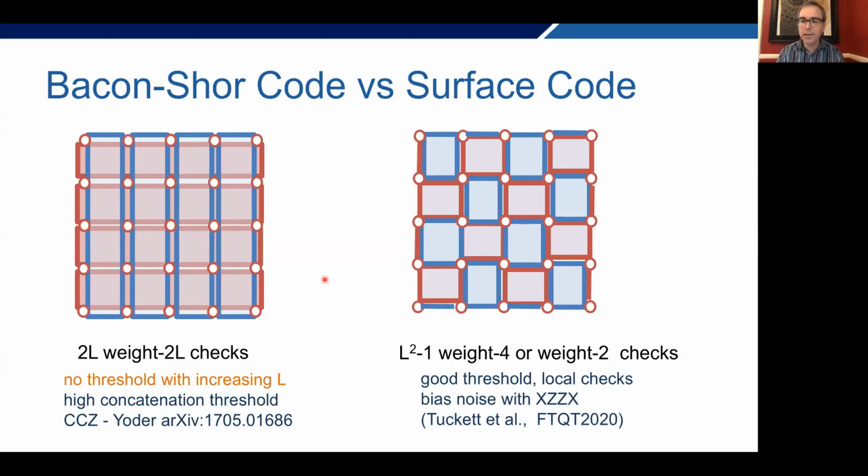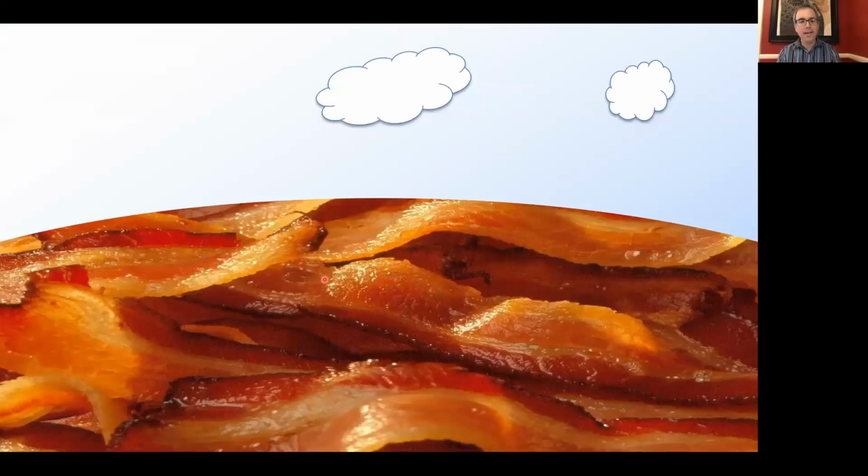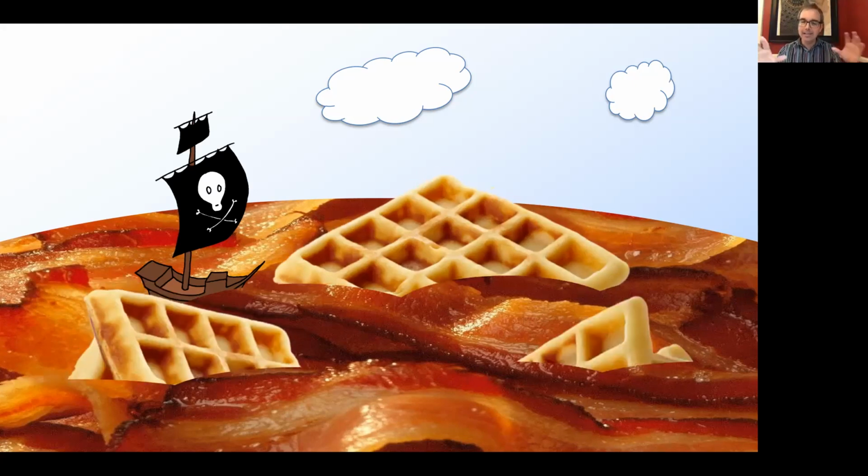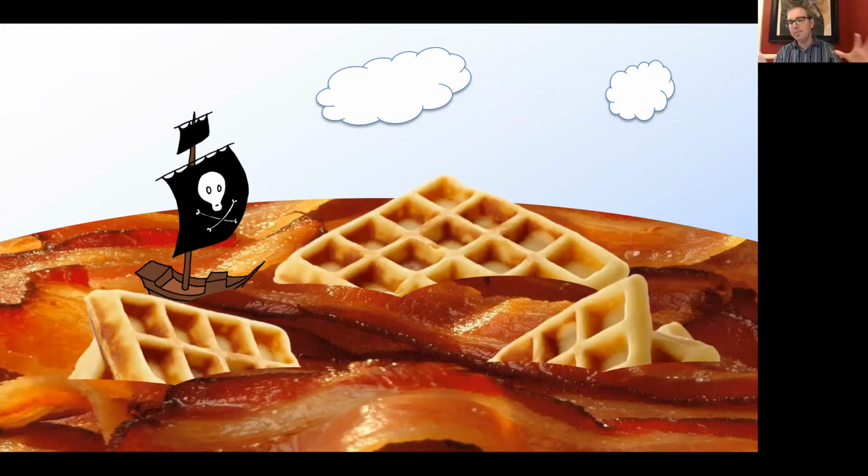And so I had the following cartoon picture. I imagine there is just a sea of bacon. And the problem with the bacon sea is that the errors can just easily sail across. They happily sail across from one side to the other, looting one side, bringing back their treasure, I suppose. And what I was curious about was, what happens if I start to put in islands of surface code that have popped up into this bacon sea? How big do these islands have to be? How many islands do I need to effectively stop these pirates and generate a threshold?